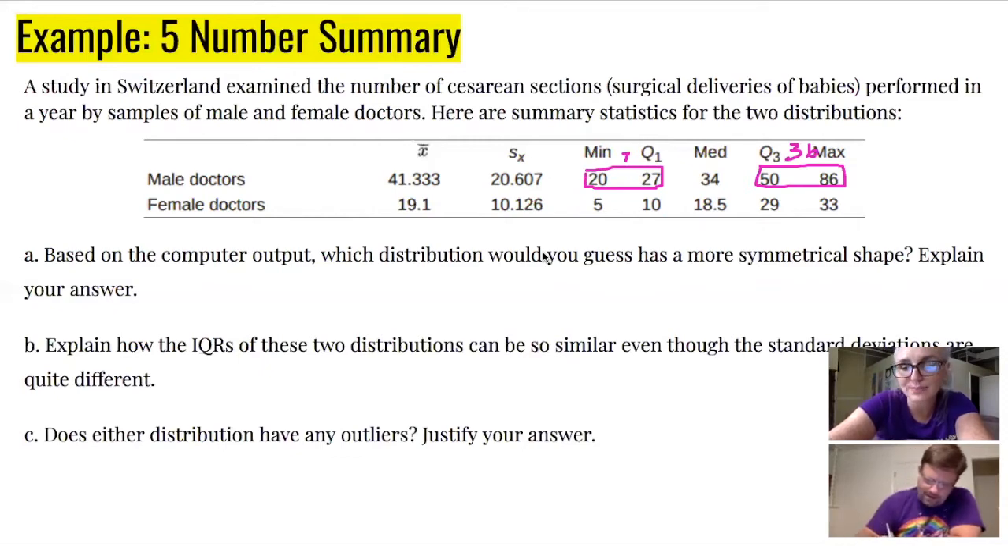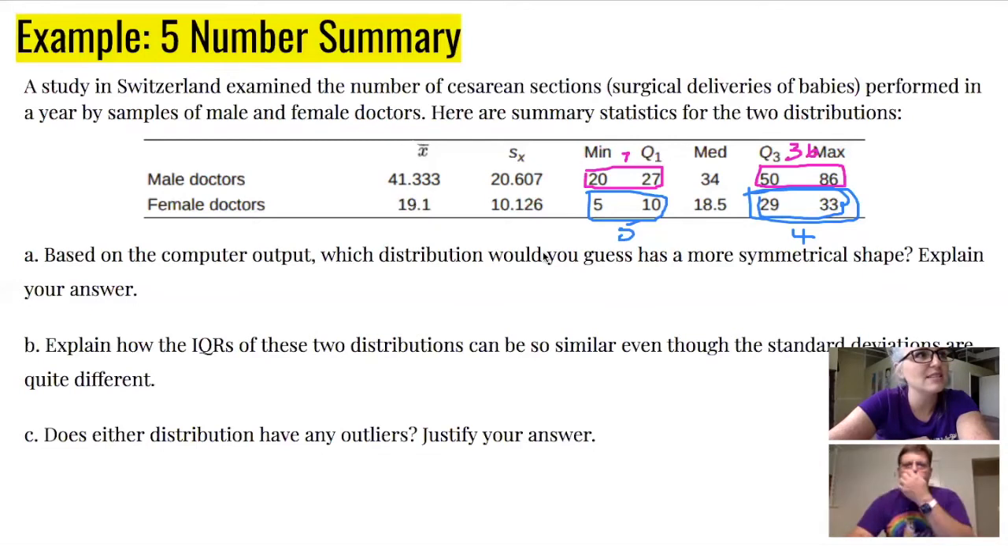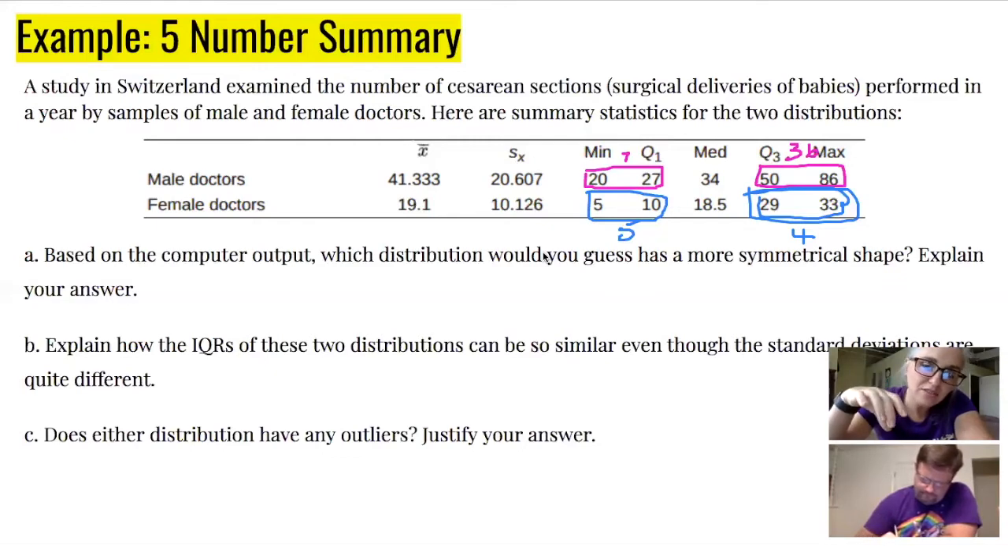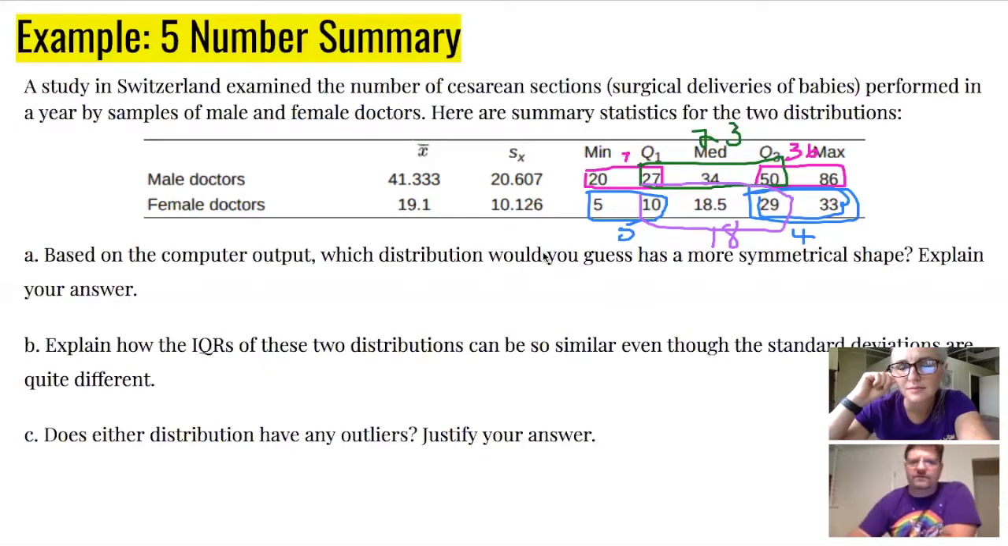Okay, now let's do the female whiskers. I used pink for male, so I'll use blue for female. This one we already said was 5, and this one was 4. So are those about the same? Those are closer. So if we're trying to decide which of these has a more symmetrical shape, we're going to pick the one that has the whiskers that are about the same. We could do the same thing and look at the box itself, although we could really base it off of those whiskers. That one's 23, and this one, let me do purple since that's what we're wearing today, is 18. And 18 and 23 aren't as far apart as 7 and 36. They're close enough. So we got females.